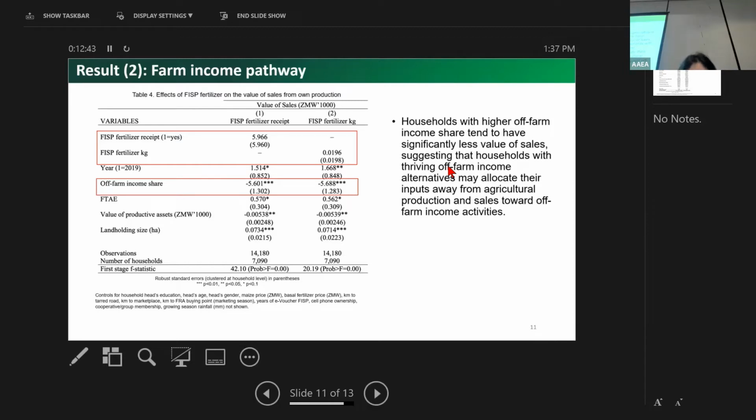activities to earn income. So in this line, it might be the case that FISP fertilizer is kind of reducing their cost for their inputs. So with these spared resources, they might be investing in other off-farm income activities rather than investing in agriculture and earning farm income.